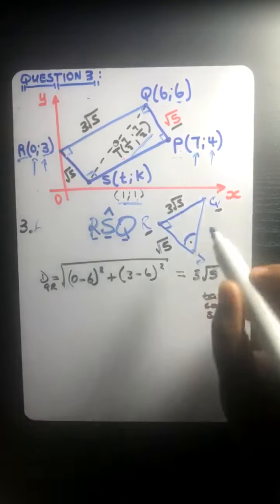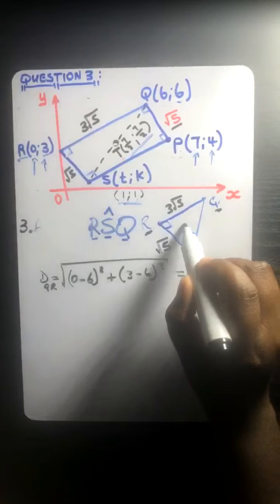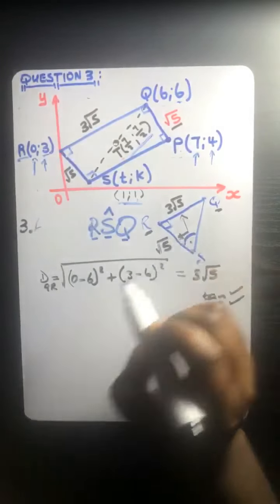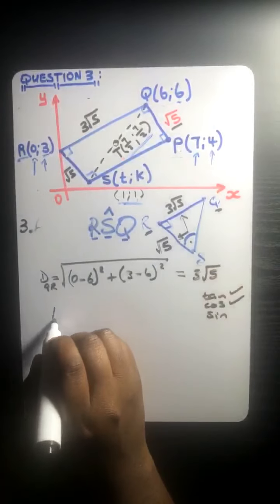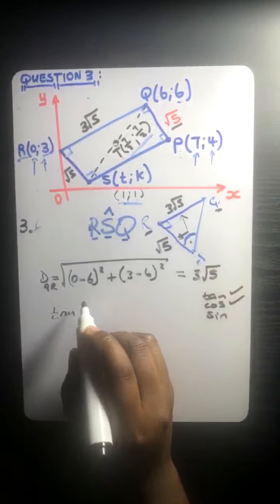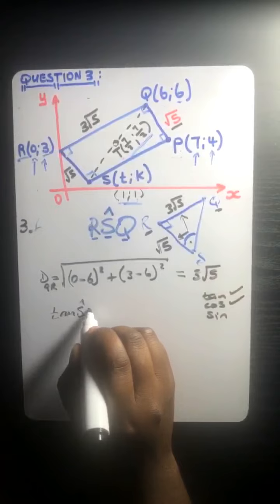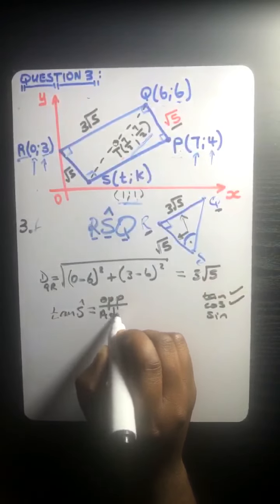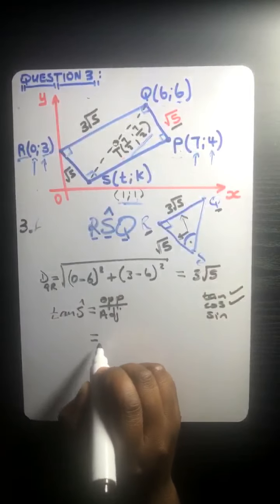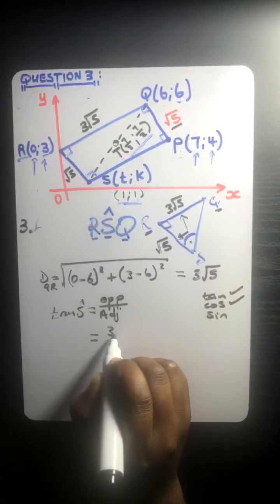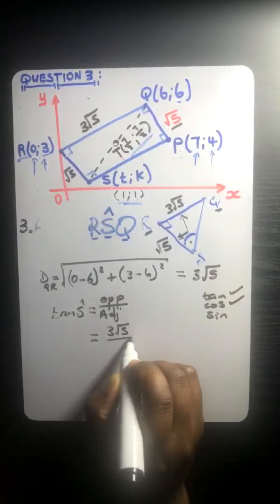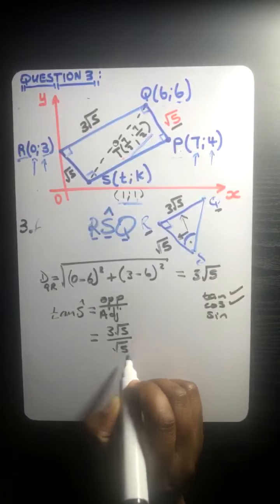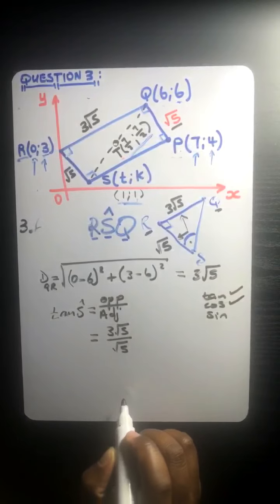Yes. We have the side which is opposite to the angle. We have the side which is adjacent to the angle. So that means in this case, we are going to use tan of angle S is equal to opposite over adjacent. What is opposite? Is it not 3 square root of 5 over adjacent, which is square root of 5?